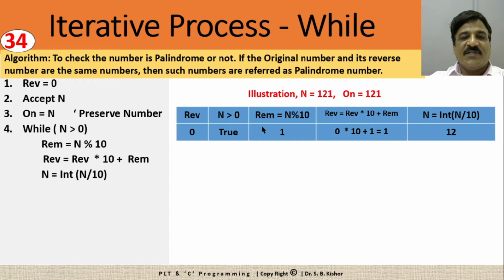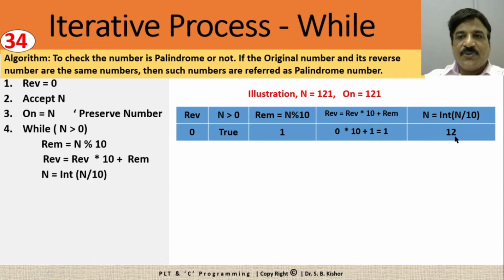So first of all, find out the remainder. 121 mod 10 is 1. Okay. So initially what is the value of reverse? It's 0. 0 multiplied by 10 is 0, plus 1. So overall result is what? 1. Now 121 divided by 10, so it is what? 12.1. So integer of that, it's 12.